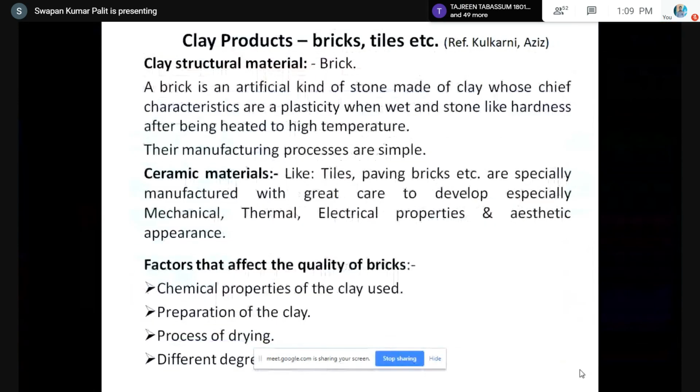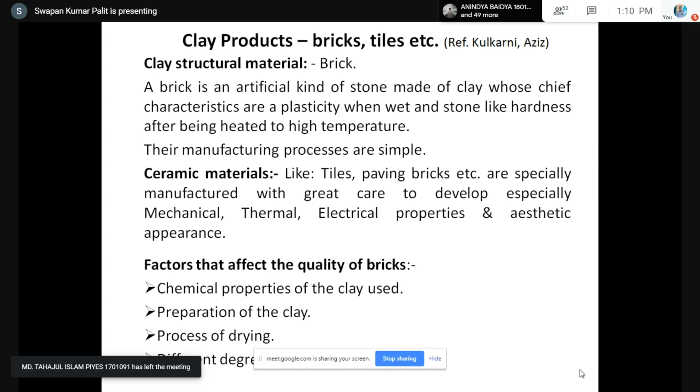You know, brick is made from clay. That means brick is a clay product. So something like this brick, there are other materials also: tiles, ceramic material, paving bricks. A lot of materials can be made from clay. So whatever it is, what is brick?